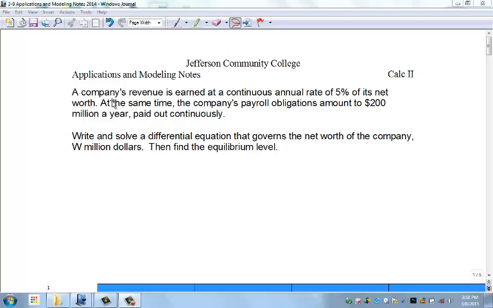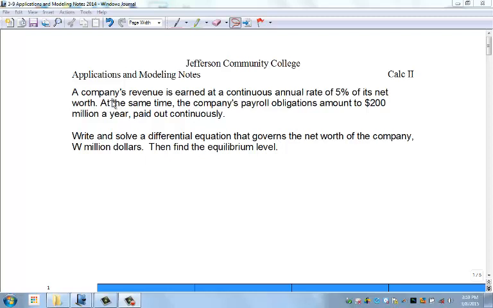Good morning, kids. Today we're going to talk about some more applications of differential equations. So I'm going to get right to it. I have 3 different examples for you. You'll see that on this sheet there are 5 examples, but that would take forever. So I'm going to do 3 of the examples for you.